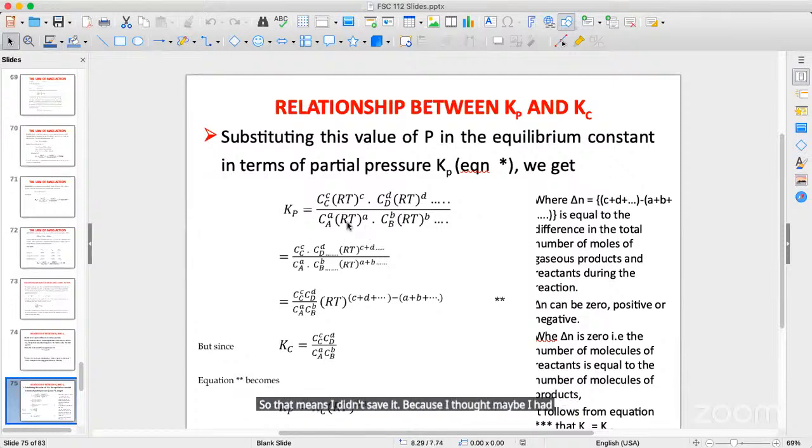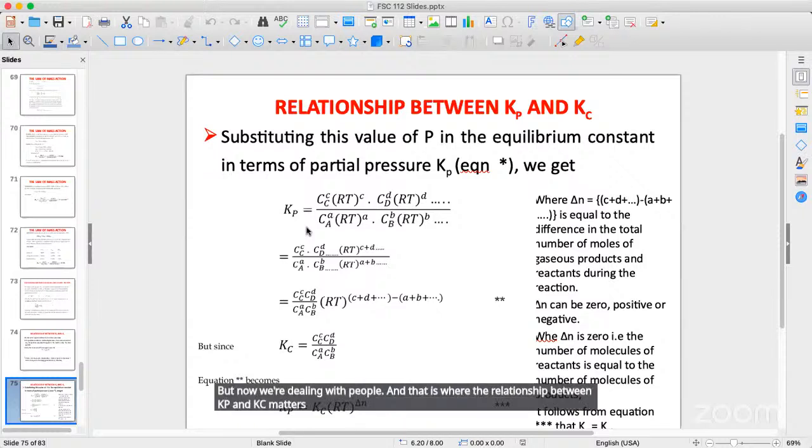So now, if this was Kc, this would just be C raised to power C, D raised to power D, divided by A raised to power A, multiplied by B raised to power B. That is if we're dealing with Kc. But now we're dealing with Kp. And that is where the relationship between Kp and Kc matters.